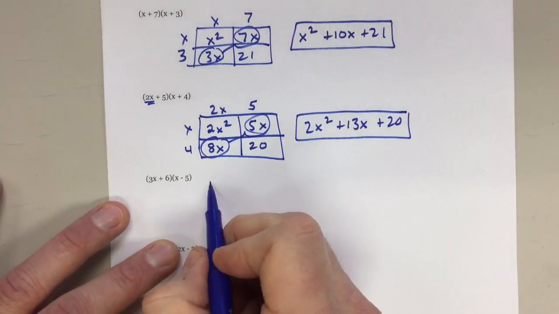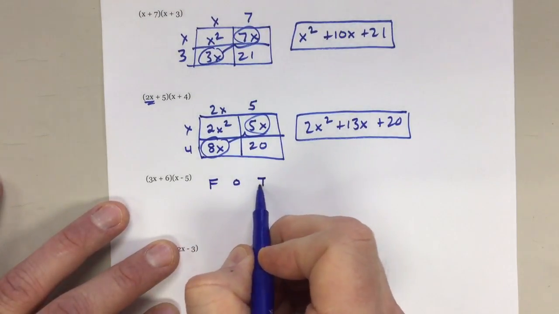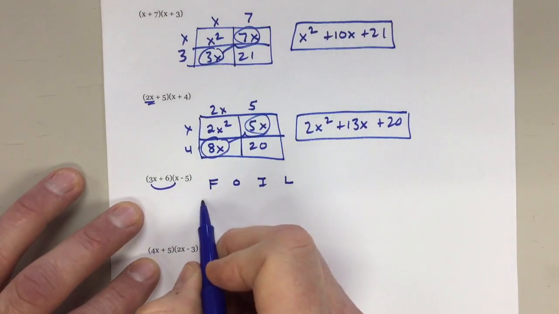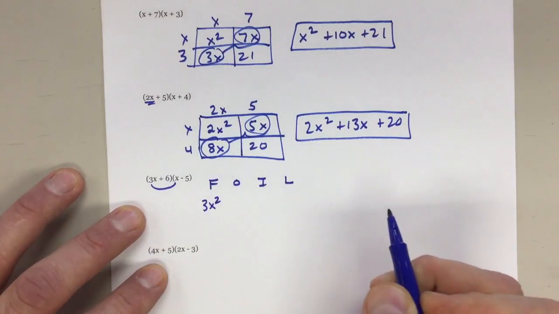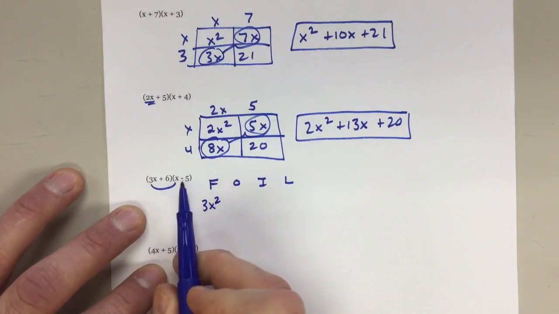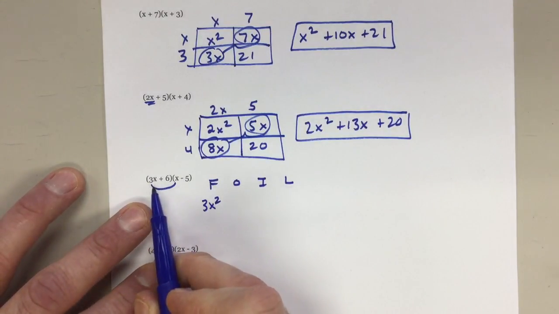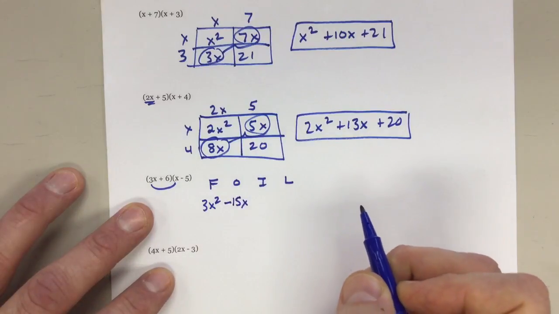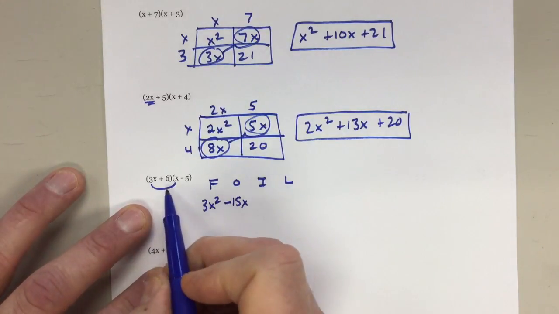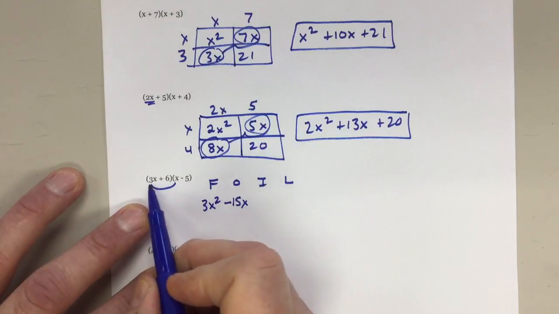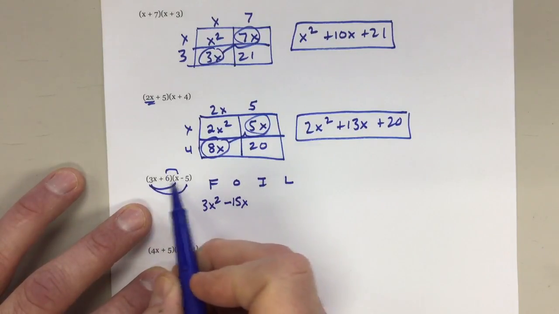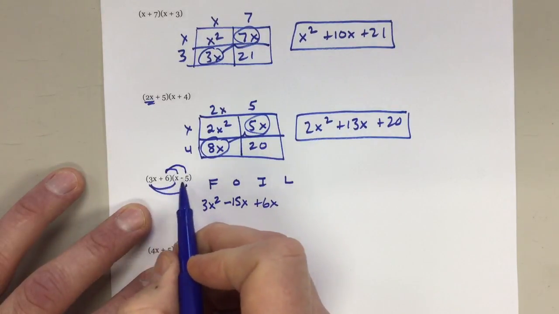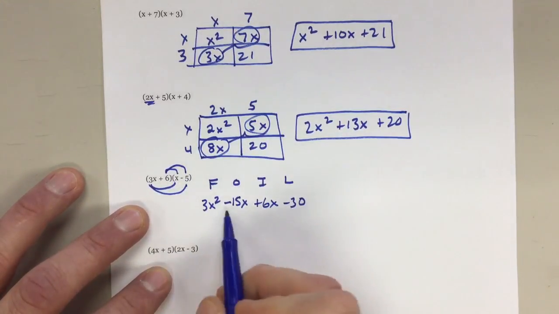Now you can use the FOIL method if you wish on these. Here's another one. F would be first, so 3x and x is 3x squared. Outside would be 3x times negative 5. 3x times negative 5 would be negative 15x. Inside, we just did outside. Inside would be these two, 6 and x is 6x. And of course the last is 6 times negative 5 is negative 30.